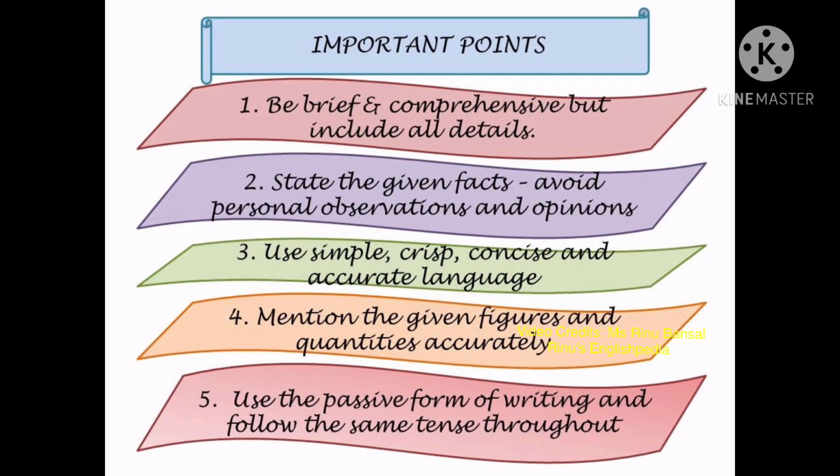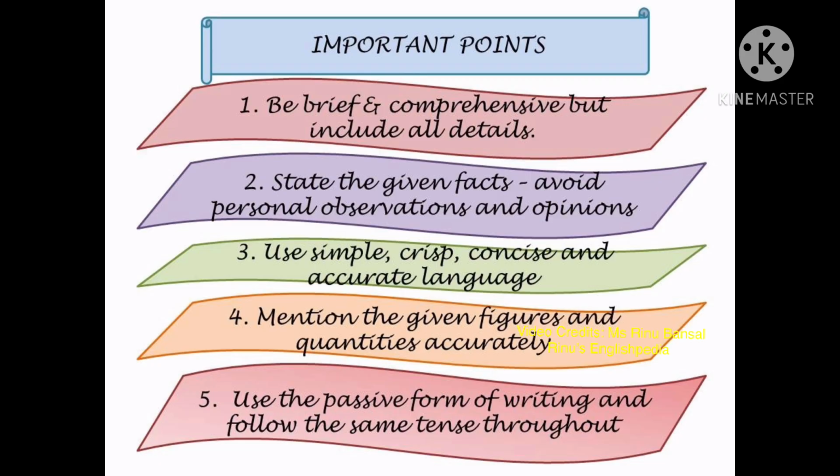When attempting analytical writing, we should be brief and comprehensive, but we must remember to include all the details. We have to state only the given facts and we should avoid all personal observations and opinions. We should use simple, crisp, concise, and accurate language. We should not try to embellish the facts. We should mention the given figures and quantities accurately. Be very careful while mentioning them because any error can make your analytical writing wrong.